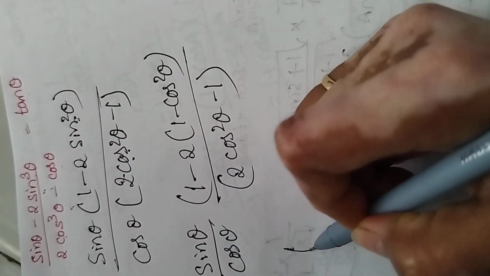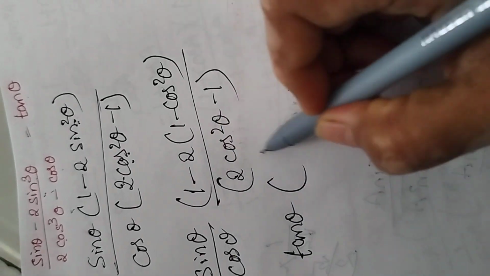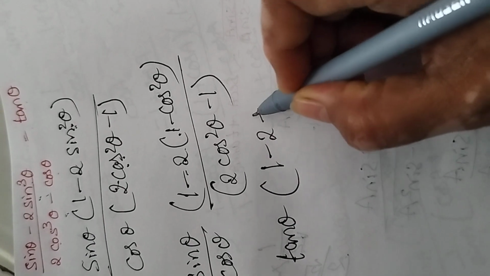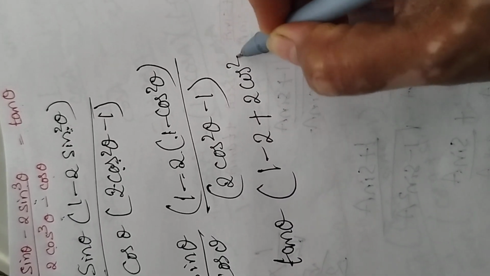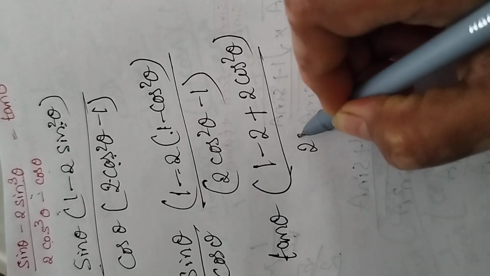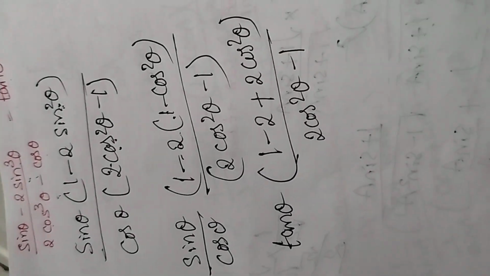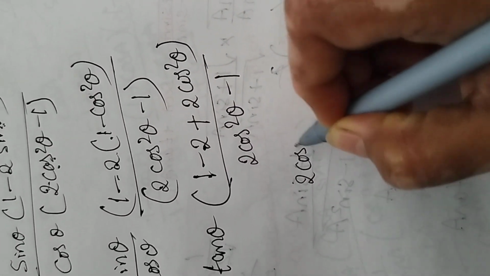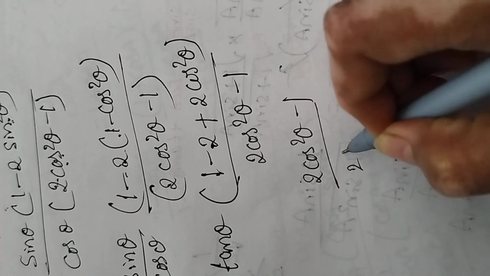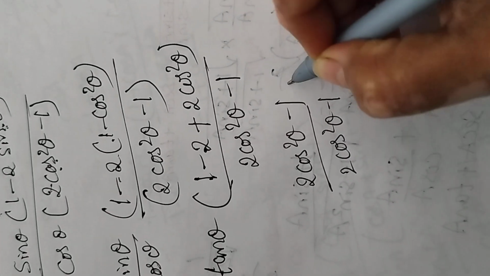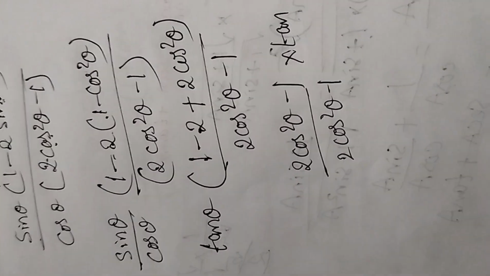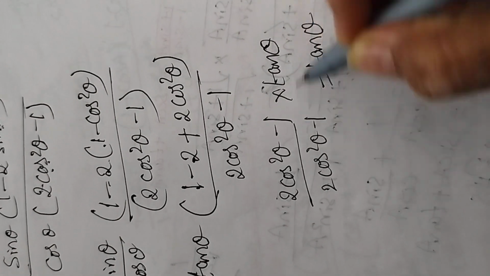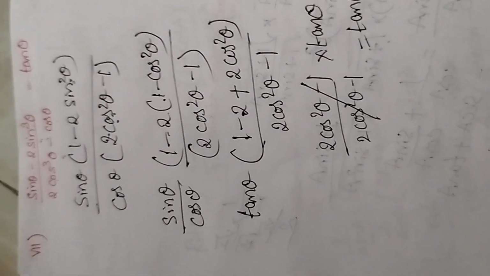So this is tan theta. 1 minus 2, 2 into 1, 2, minus into minus plus. So 2 cos square theta minus 2 plus 1 is minus 1. So 2 cos square theta minus 1 by 2 cos square theta minus 1 into tan theta. This cancels, and you will get the required answer, tan theta. This is the 7th sum.